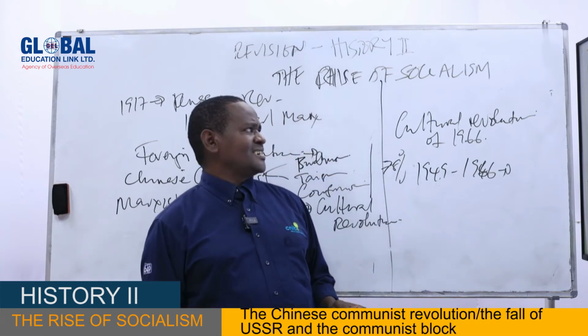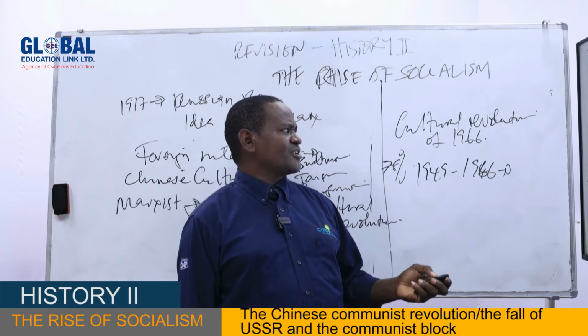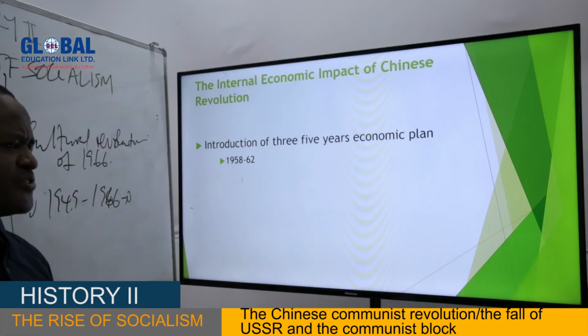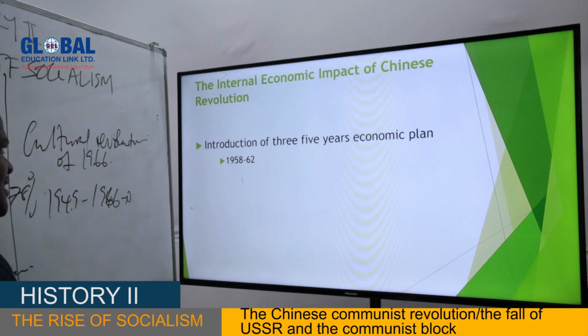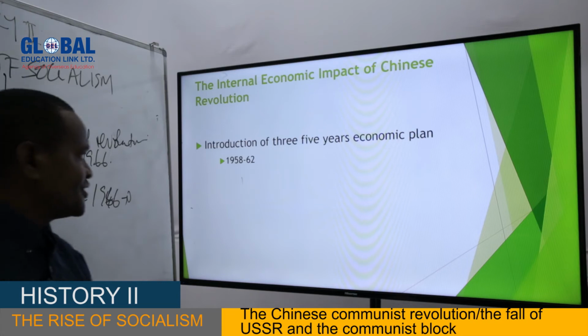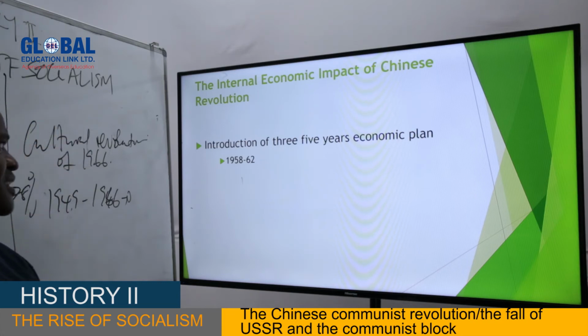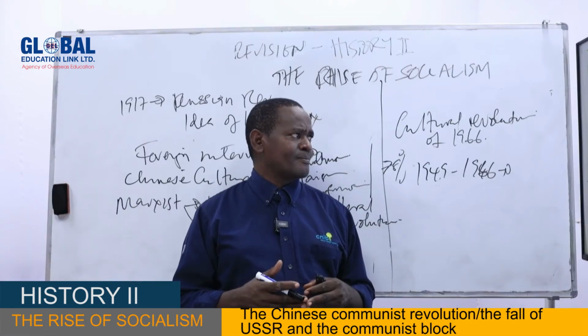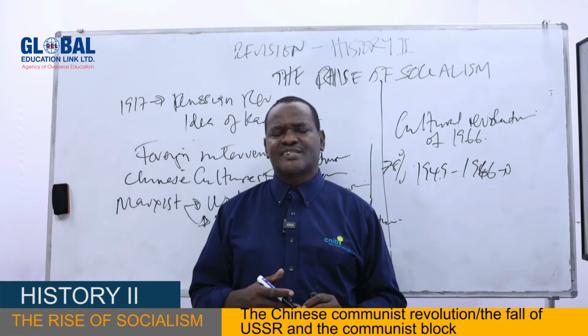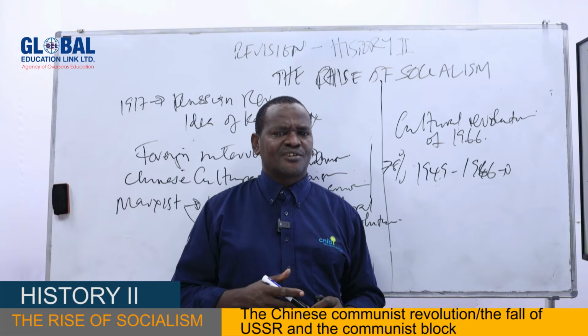Let's now look at the internal economic impact: the introduction of the 3-5 years development plan. They introduced a 3-5 years development plan which started in 1958 to 1962 in order to change the country's economy. Remember, we said China was largely agrarian, so they had to change the economy by introducing a 3-5 years economic plan. And of course, this enabled China to develop in terms of industries, in terms of agriculture, and so on and so forth.